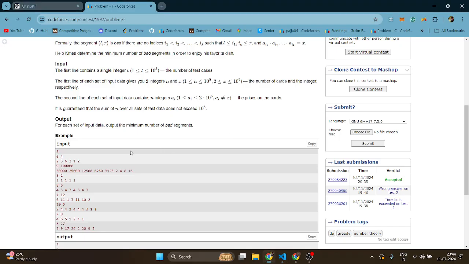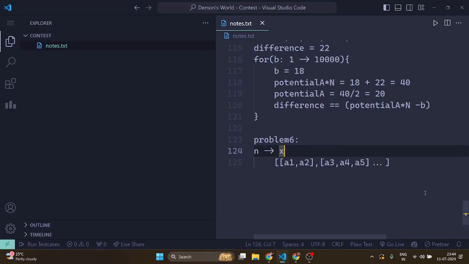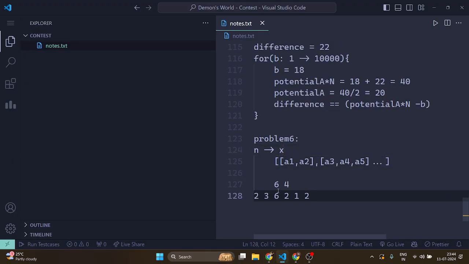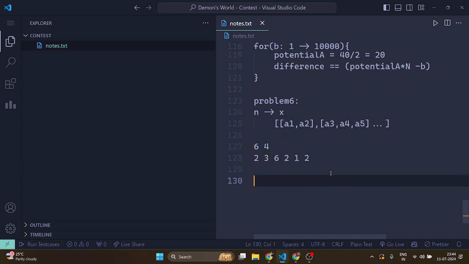For example, if I take this test case to discuss, can I include 2 in the first segment? Yes, because I don't have a product exactly equal to 4. Can I include 2, 3? Yes, because I still don't have any product exactly equal to 4. Can I include 2, 3, 6? Yes, because I still don't have any product exactly equal to 4. Can I include 2 here? No, because if I include this 2 here, this 2 into this 2 will be exactly equal to 4. So I cannot include this 2 here.